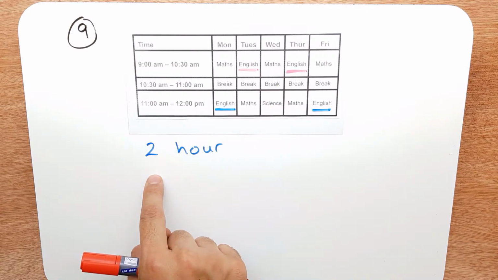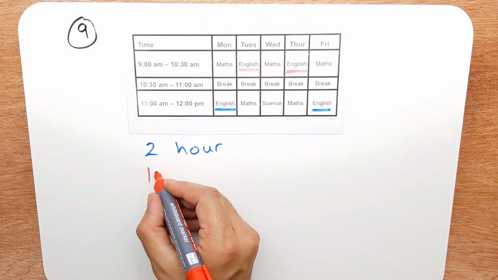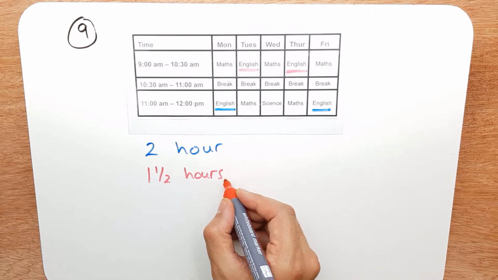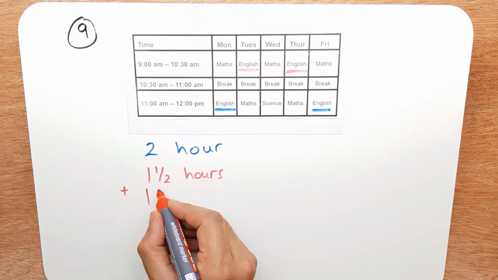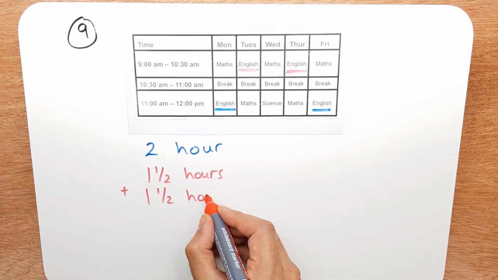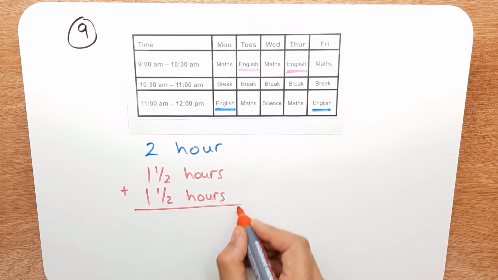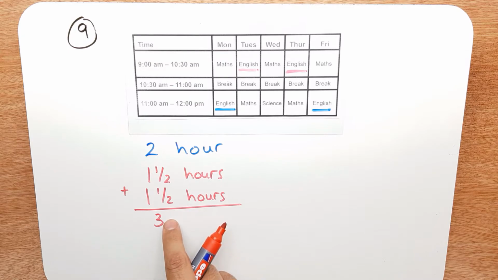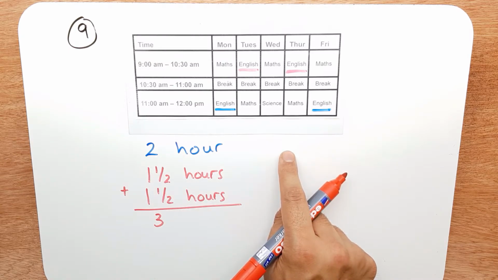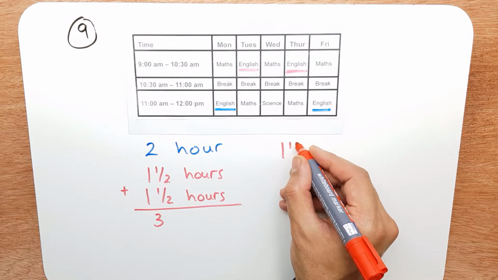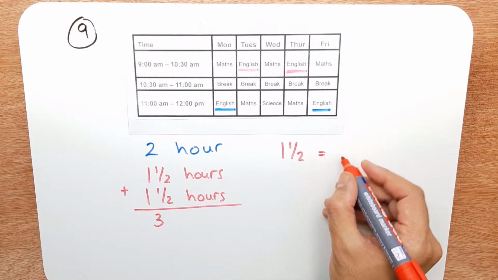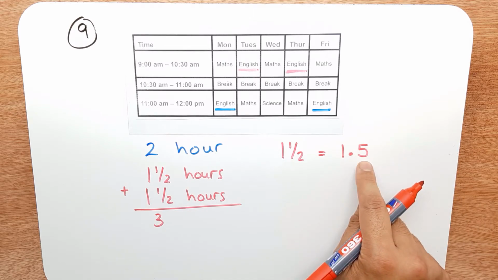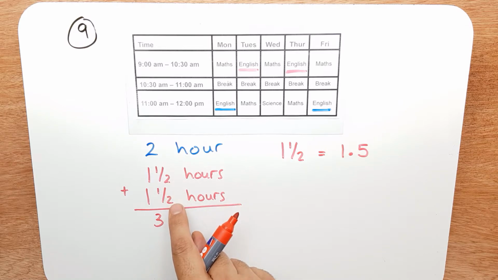So we need to add 1.5 hours with 1.5 hours. Now, if you're good with your fractions, that's going to be easy. But I'll show you over here what you can do. One thing you have to know is 1.5 as a decimal. So we need to add 1.5 and 1.5.